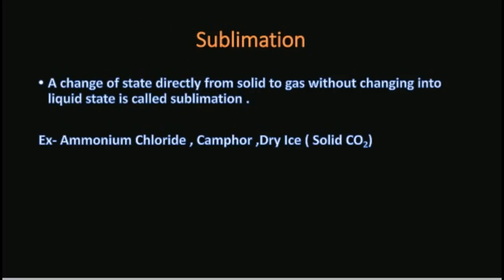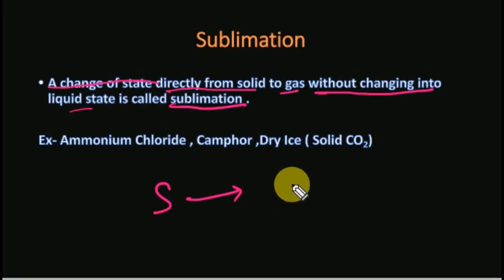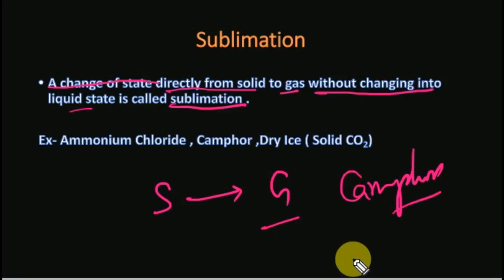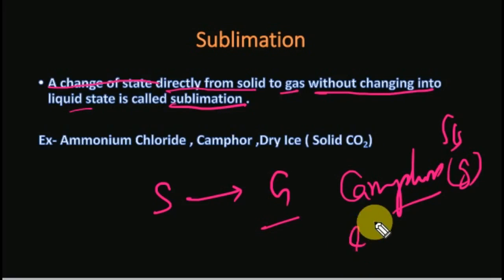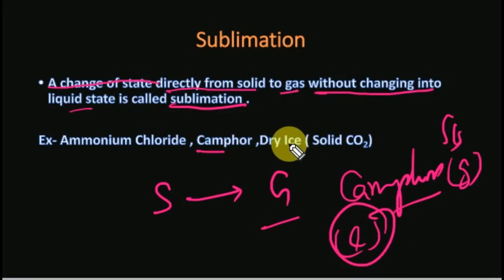Sublimation: a change of state directly from solid to gas without changing into the liquid state is called sublimation. Solid will directly convert into the gaseous form. In camphor, when we burn camphor, we see that it directly converts from solid to gas. No liquid do we see in this case. Camphor. Dry ice, I already told you, is solid CO2. Dry ice directly converts into the gaseous form. No liquid intermediate we will see here.